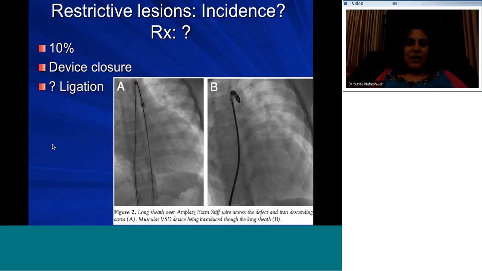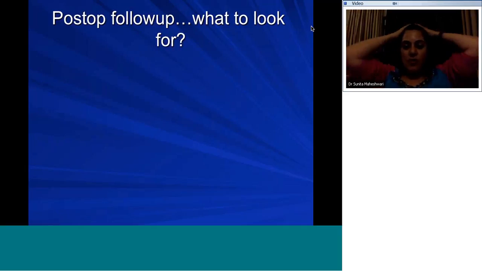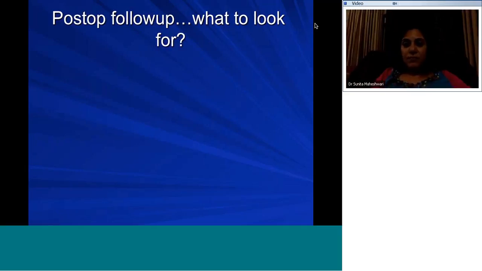Okay, and I think with that, I have one more question. Post-op follow-up. So once you fix the AP window, what do you look for? What do you do when they come back to you? 6 weeks, 6 months, 1 year. What is your post-op follow-up? What are you looking for?